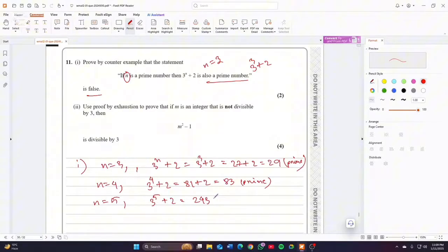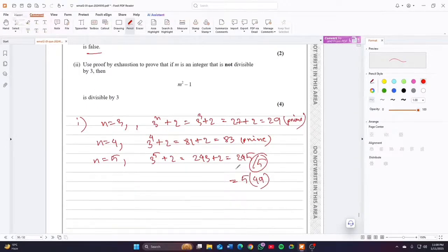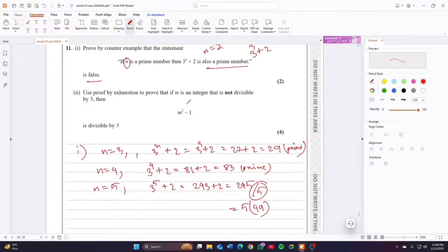243, now plus 2 is 245. Now this can be divided by 5. This is divisible by 5, so we can say it is equal to 5 times 49. So since this is divisible, that means this statement does not hold true.